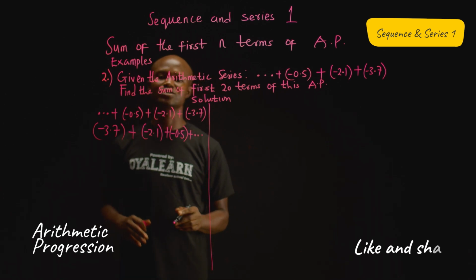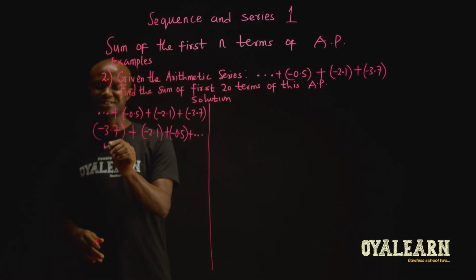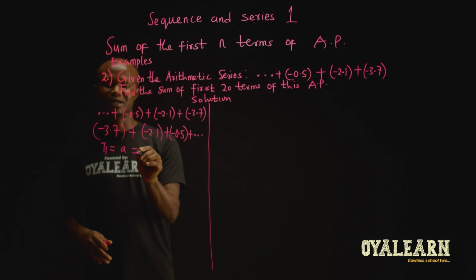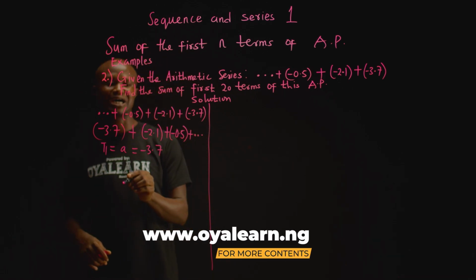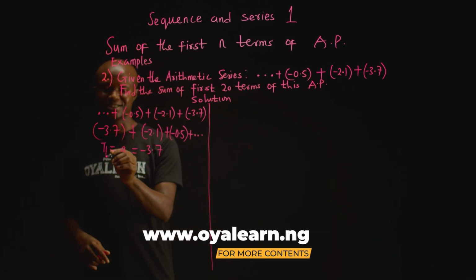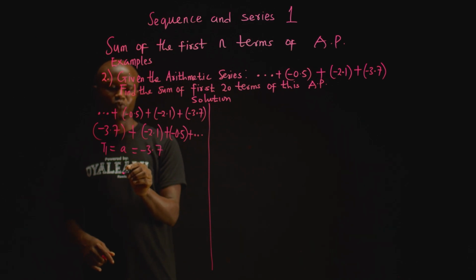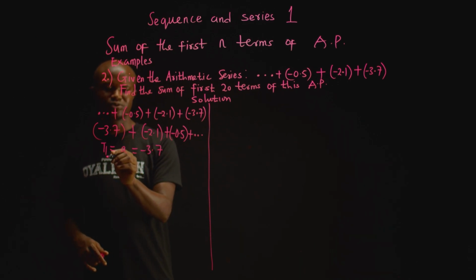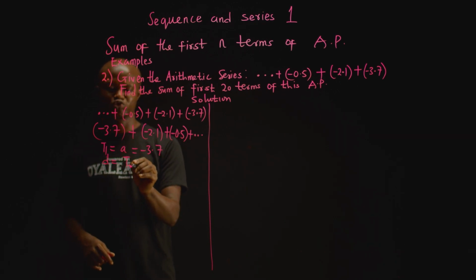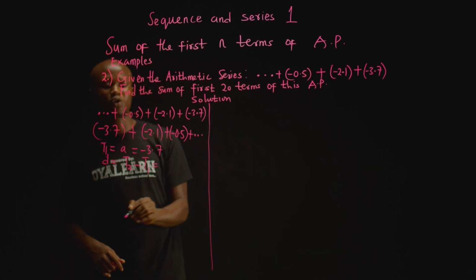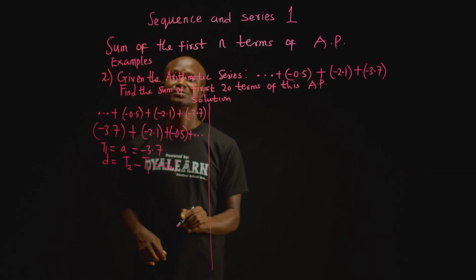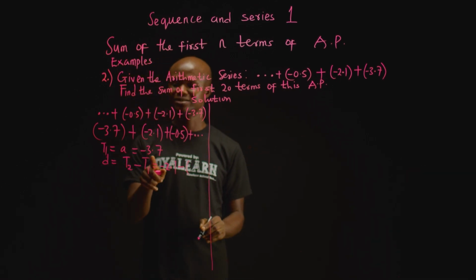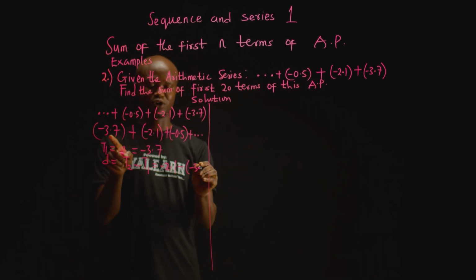So in this case, what is the first term? The first term, T1, equals A, and that is minus 3.7. And here we have the second term, which is T2. T2 is minus 2.1. But we need to find our common difference, which is T2 minus T1. What is T2? Minus 2.1. Then minus T1, minus 3.7.